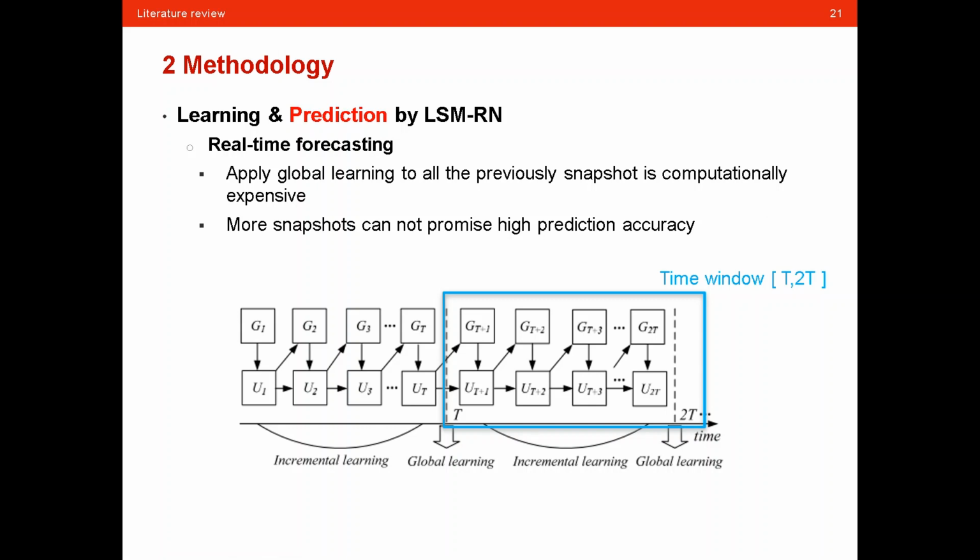While in the time window, incremental update is performed and then predicts the next step. And then when it comes to the end of the time window, the global learning will be implemented with all snapshots in the current time window.